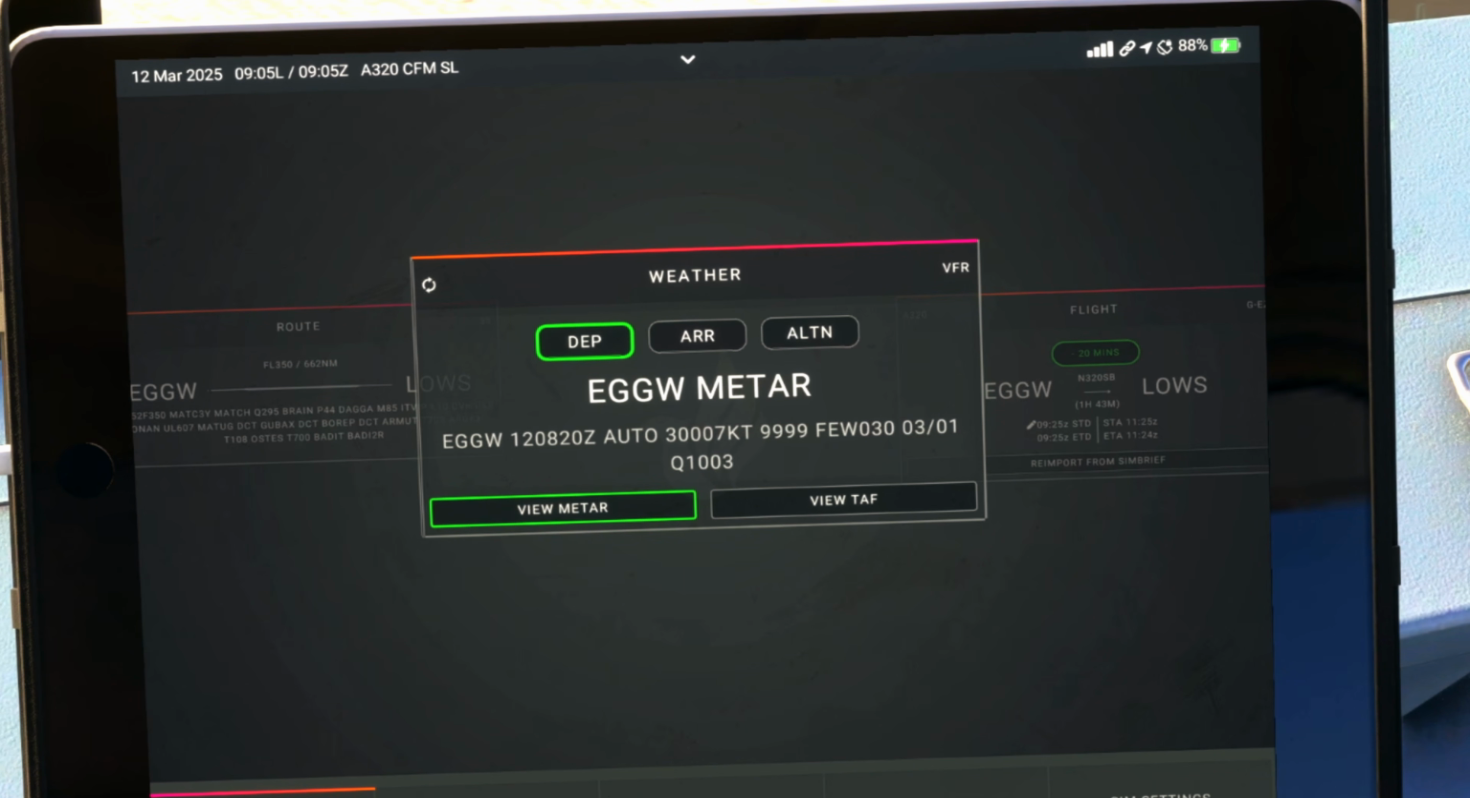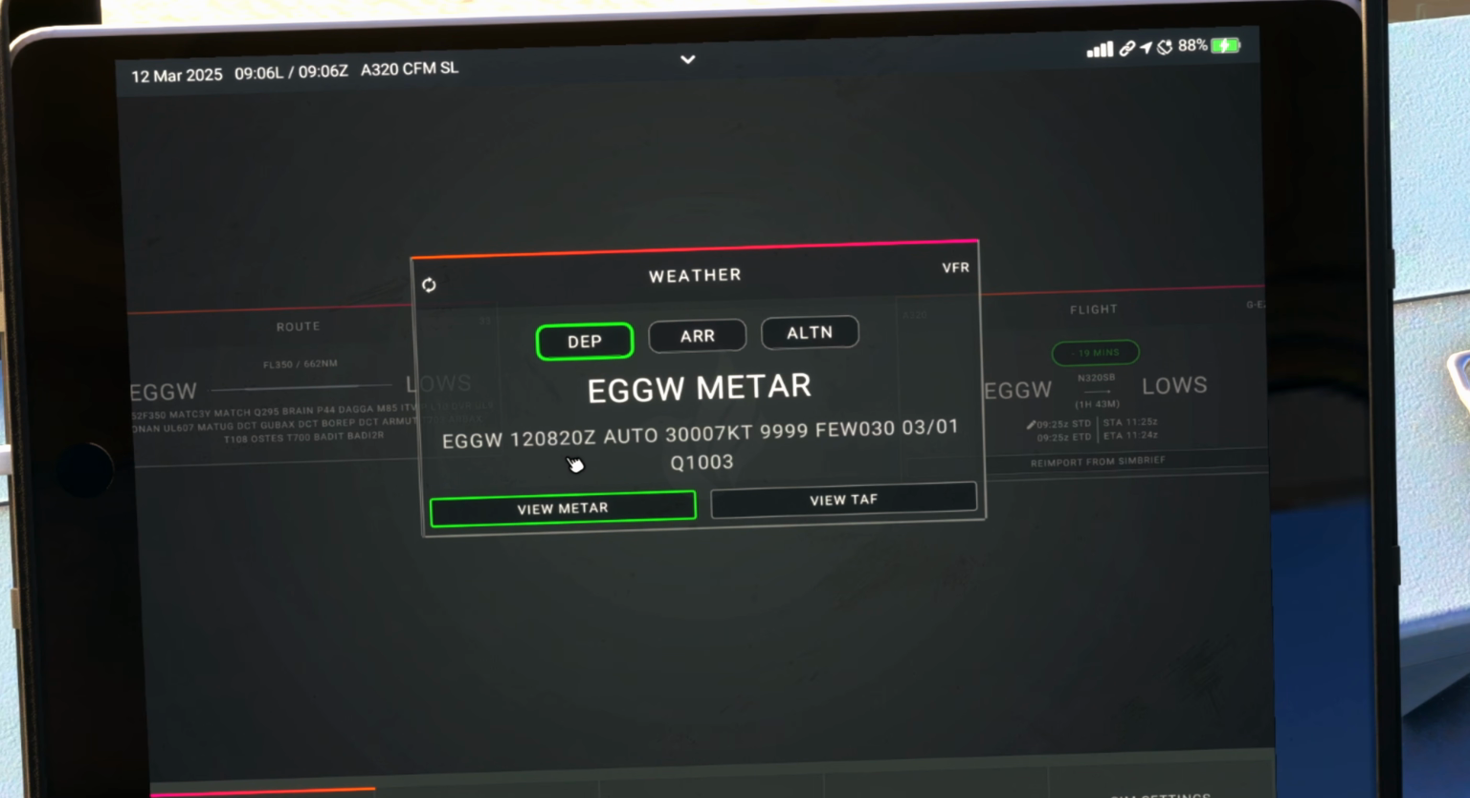So here we have a METAR for London Luton. Let's break it down. First of all, here on the left side we have the ICAO airport code for London Luton, Echo Golf Golf Whiskey. Every airport has one of those codes, and that is identifying which airport the METAR is relating to.